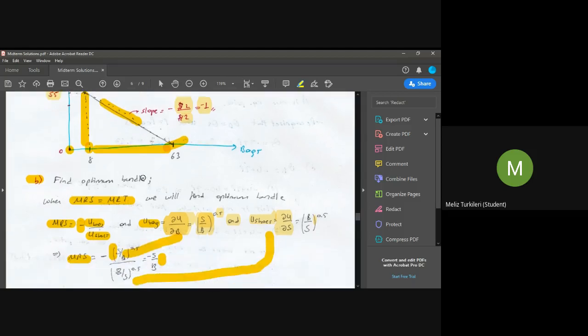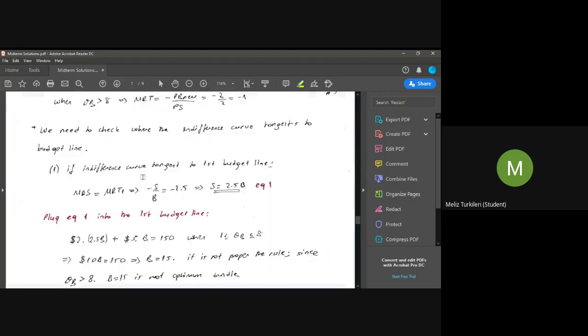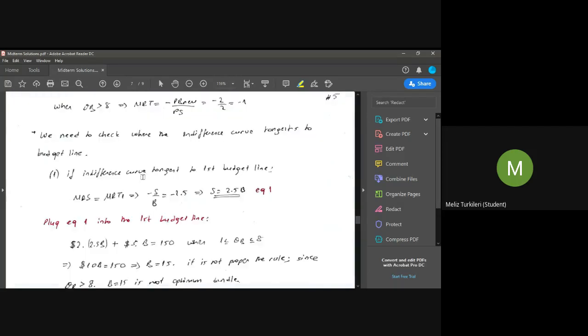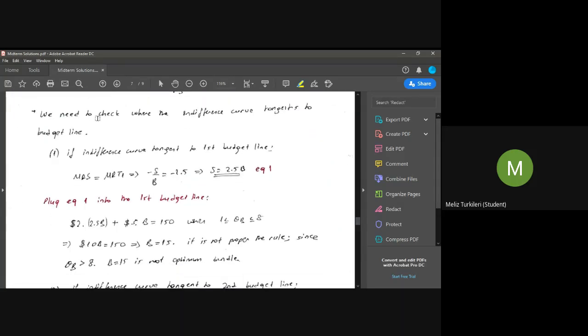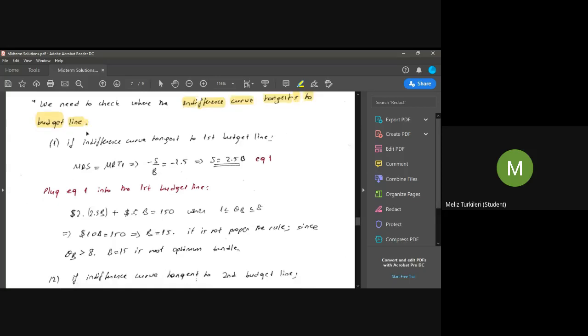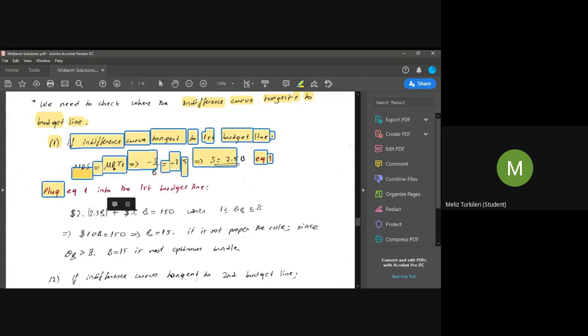Let's do this. We need to check where the indifference curve is tangent to the budget line. Let's start with the first line. If the indifference curve is tangent to the first budget line, what happens? I know that for tangency, the marginal rate of substitution should be equal to the marginal rate of transfer.